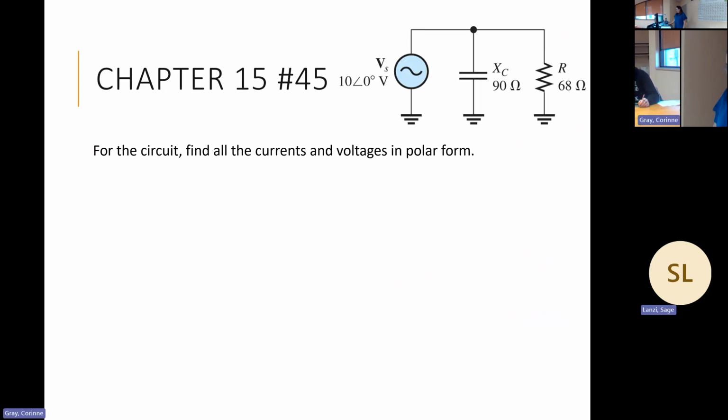So I realized I probably should have moved this one. I forgot to. But this is 45 here. So this is before we worry about converting. So for this circuit, find all currents and voltages in the polar form. So I want you to discuss with your neighbors how we might get information to find the current values.